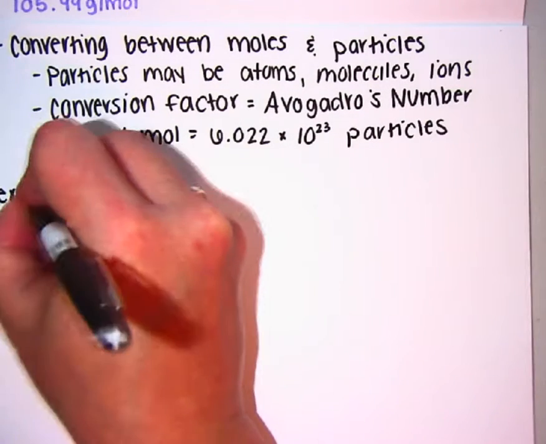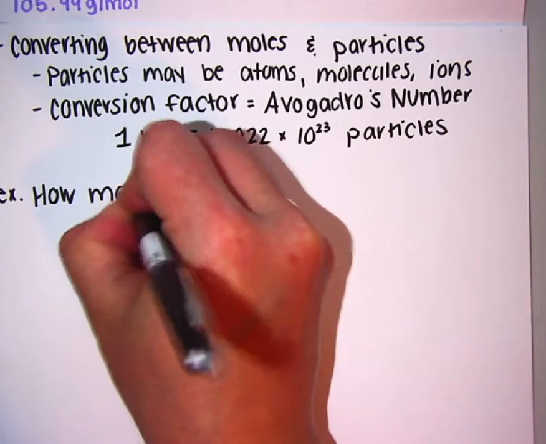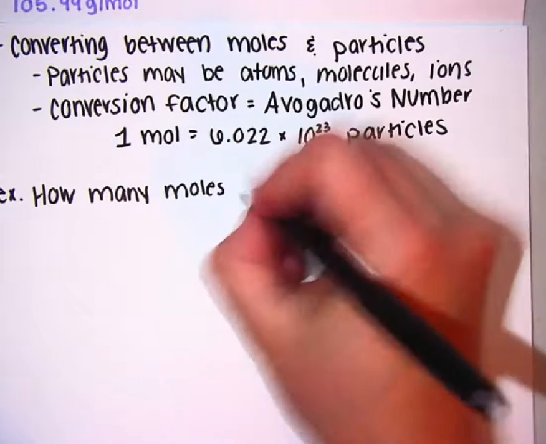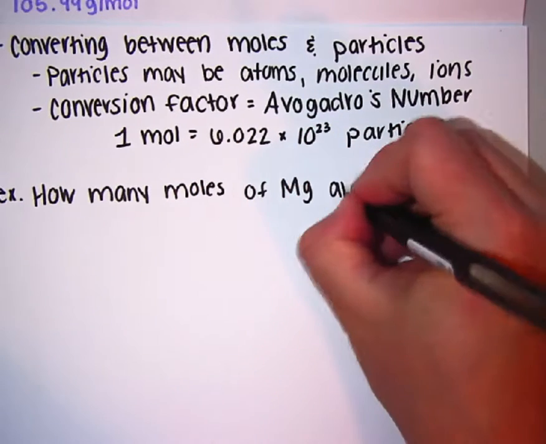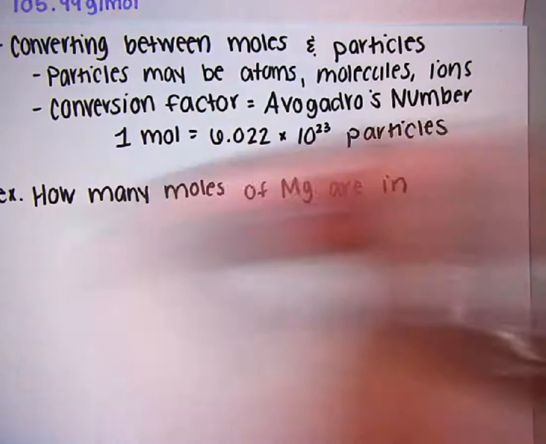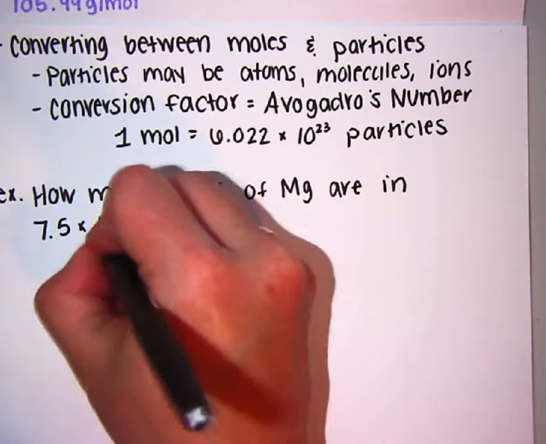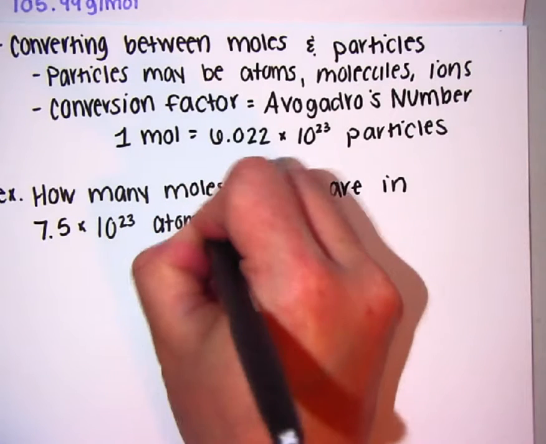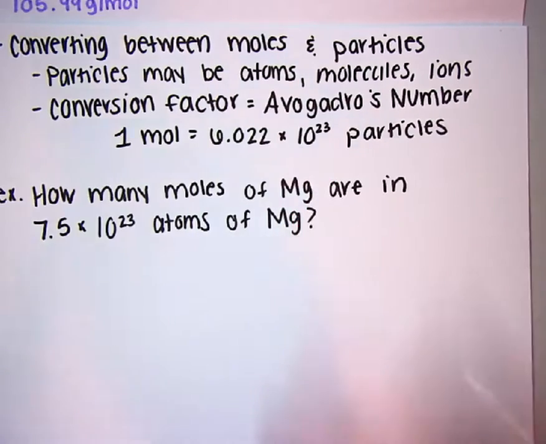First problem. How many moles of magnesium are in 7.5 times 10 to the 23rd atoms of magnesium?